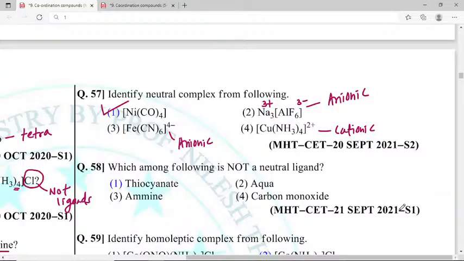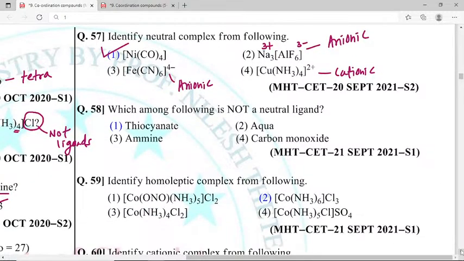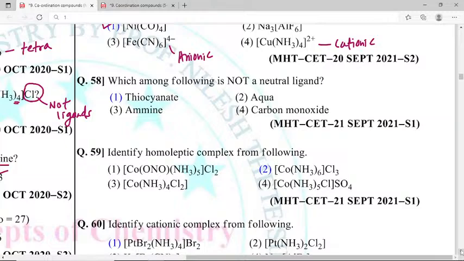Which among the following is not a neutral ligand? That's thiocyanate, SCN minus. Thiocyanate. Aqua, water. Ammine, NH3. Carbon monoxide, CO. The remaining are neutral ligands. SCN minus, thiocyanate, is the anionic ligand.